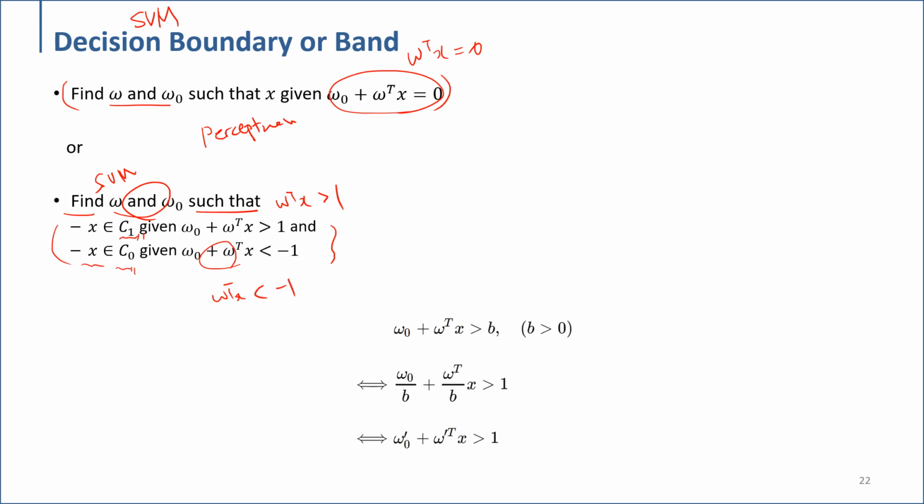So let me briefly explain the idea between SVM and perceptron. Let's say we have data points like this.